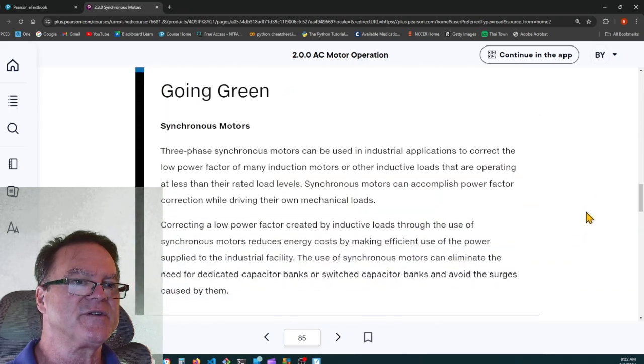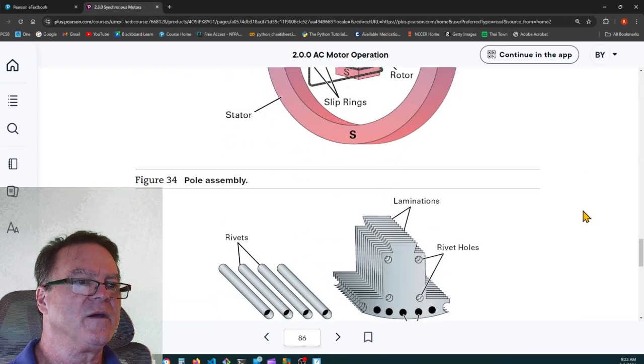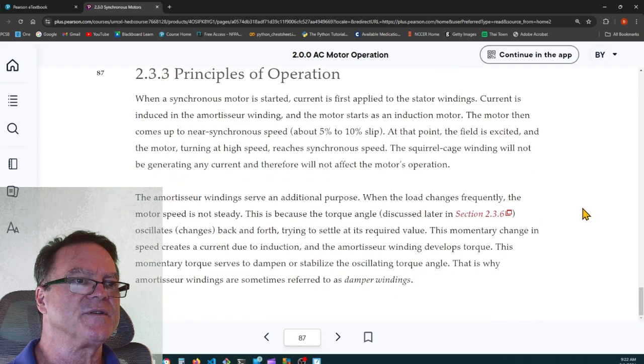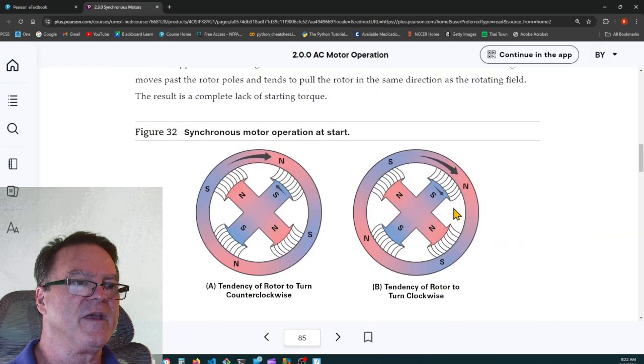Did they show us a picture of it? Where did they show us? They didn't show us the amortisseur winding. Well, that's a shame. All right.